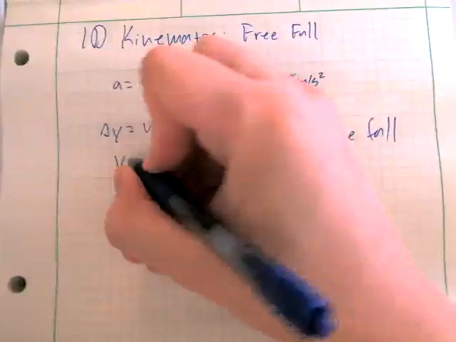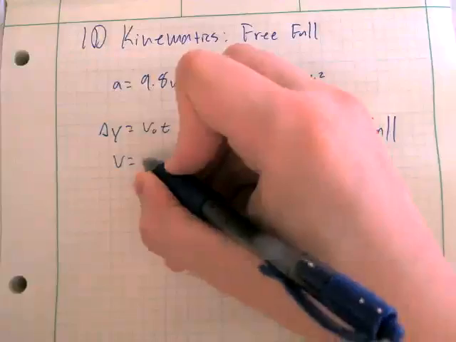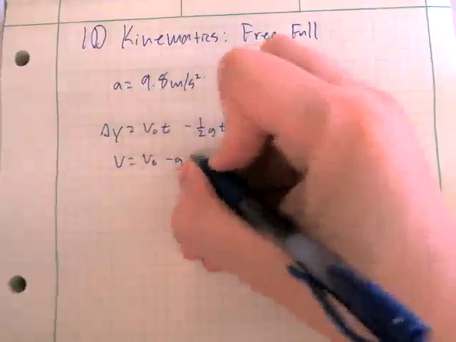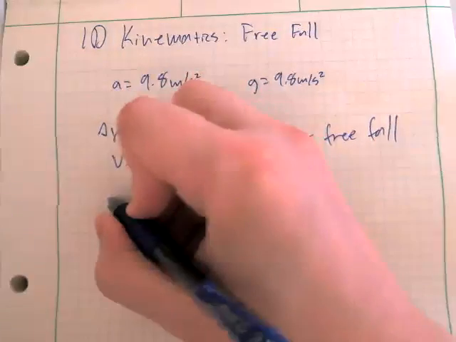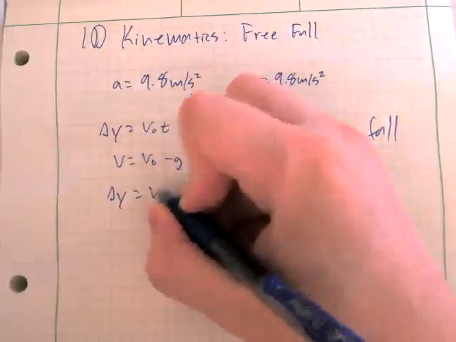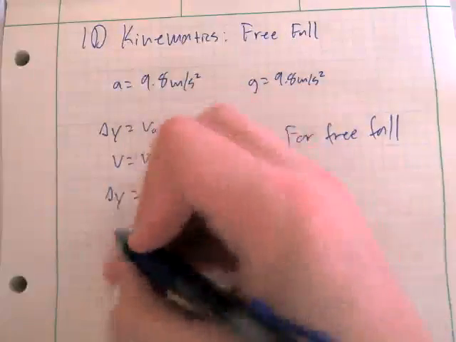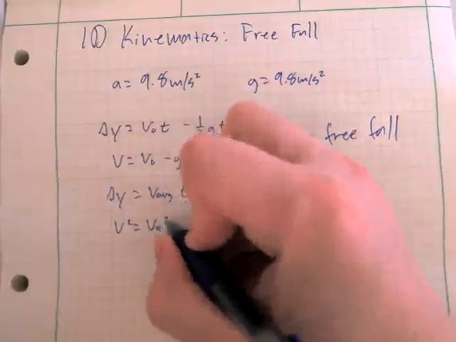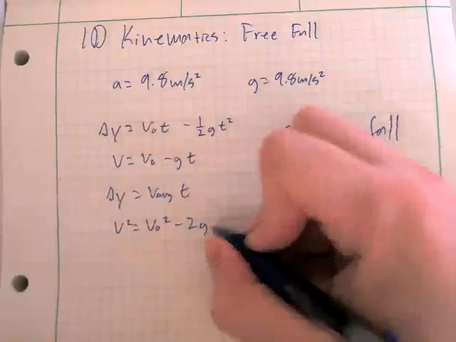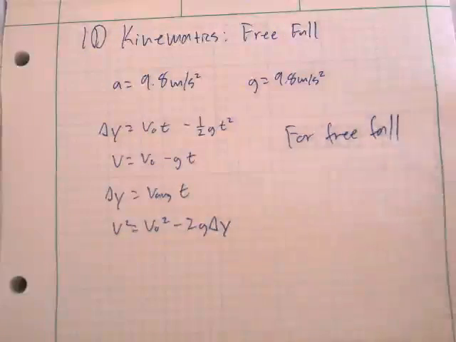Then we can also, of course, say our velocity equation as a function of time equals v naught minus gt. And then we also have, this one still works, delta y equals v average times t, and of course our final equation that we just derived last time, v squared equals v naught squared minus 2g delta y, right? So all these equations here will work for when our object is in free fall.